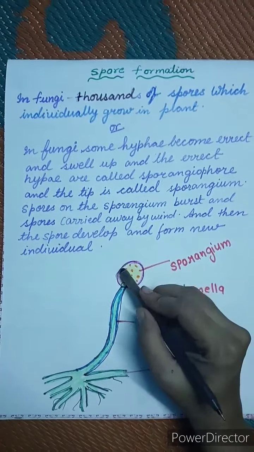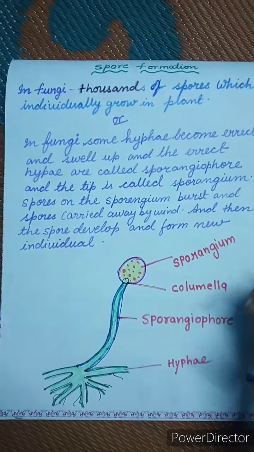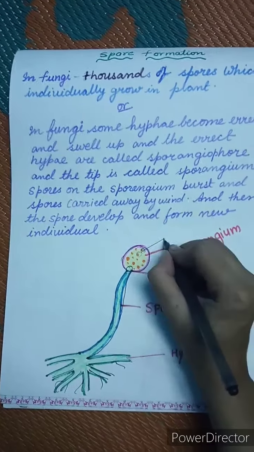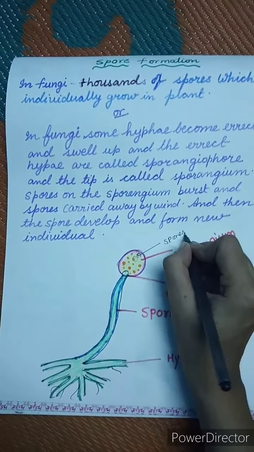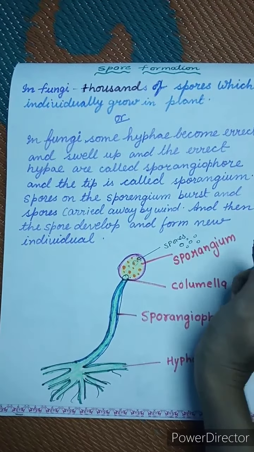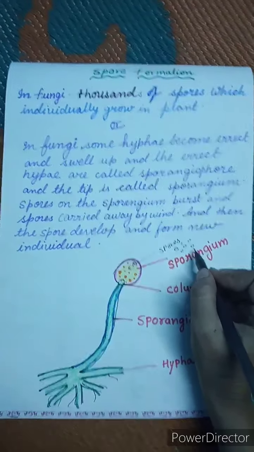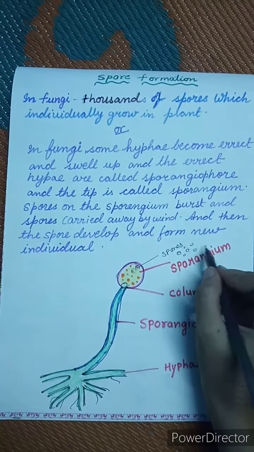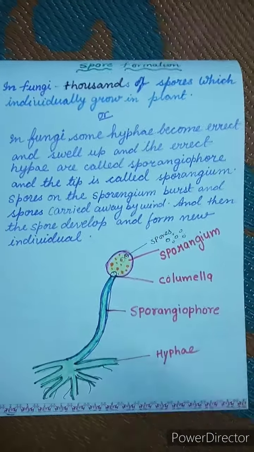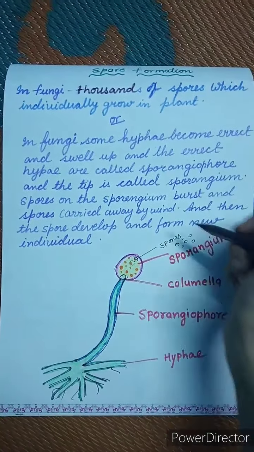So the sporangium swells and then it bursts. When it bursts, the spores in it, this small part you are seeing, are called spores. Spores are very small and round in shape. The spores are carried away by wind, and then the spores develop and form a new individual. So it was very easy. The only thing you have to remember is to learn or understand the diagram.